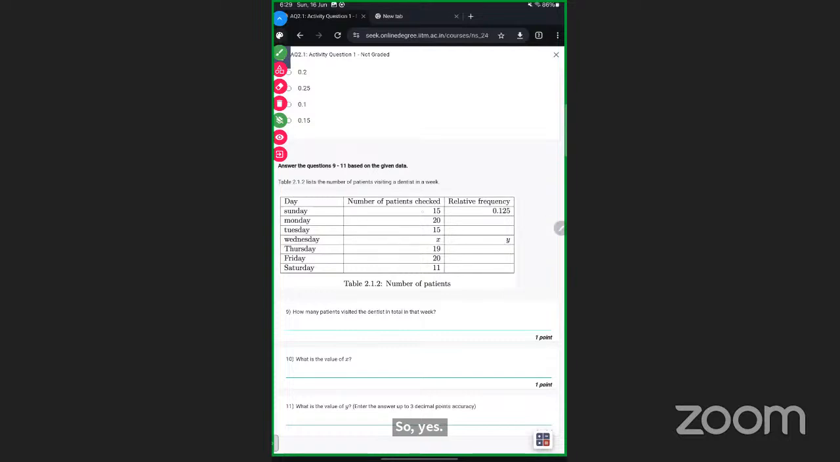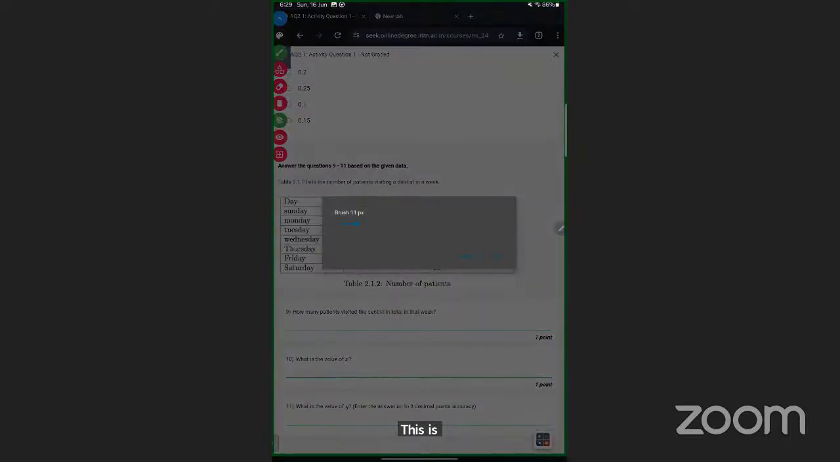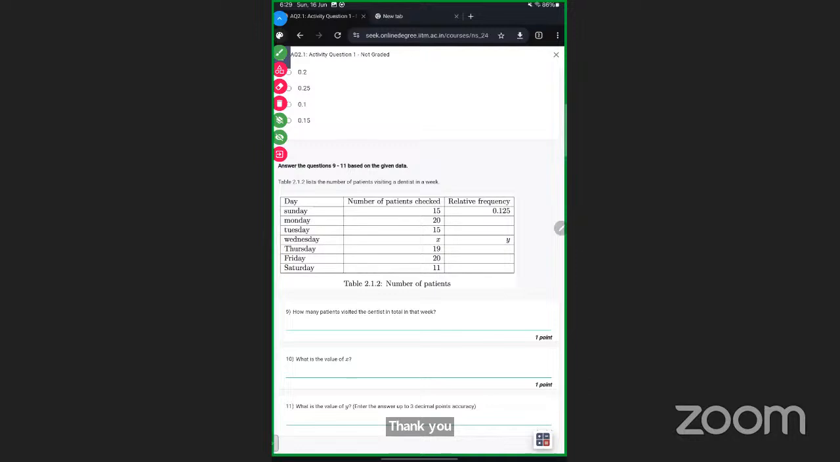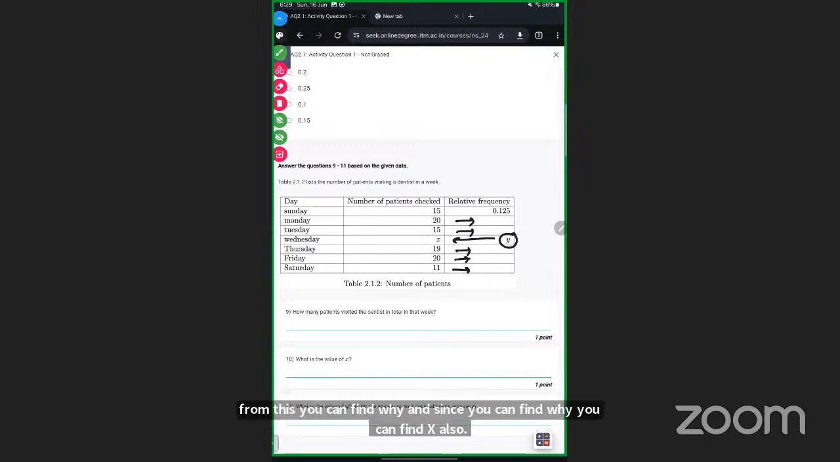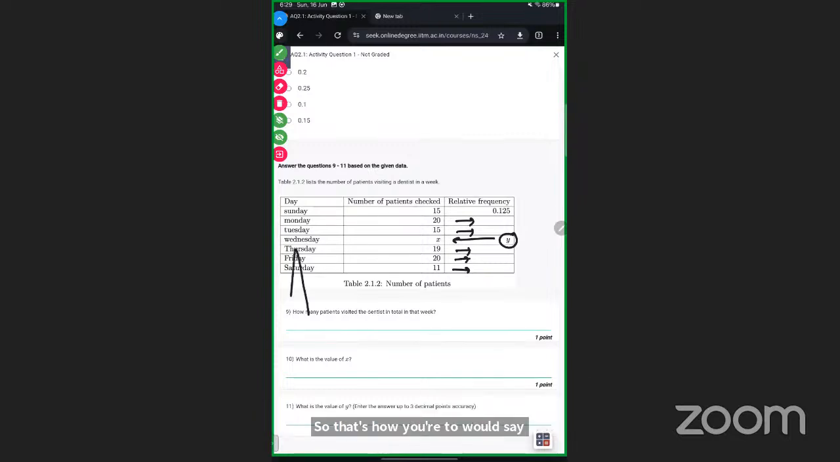See, this relationship is given here. From this you can find all the relationships, like what will be this, what will be this, what will be this, and this. And from this you can find Y, and since you can find Y, you can find X also. So that's how you have to do it. But sir, how will you do that?